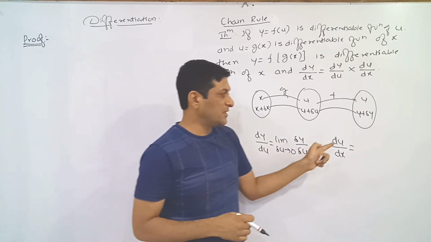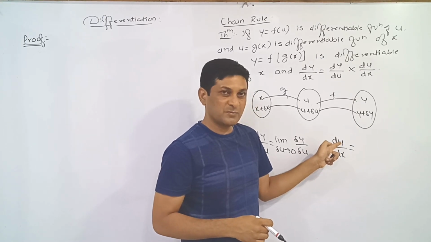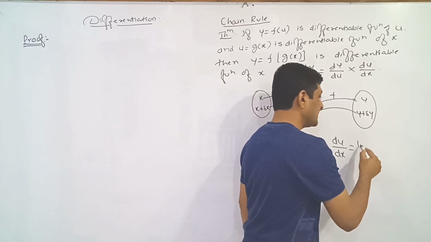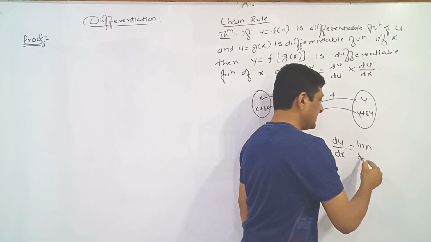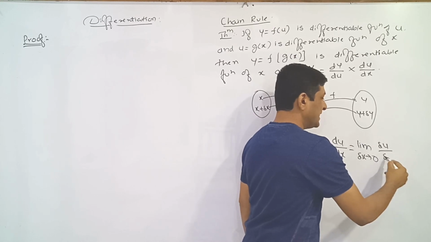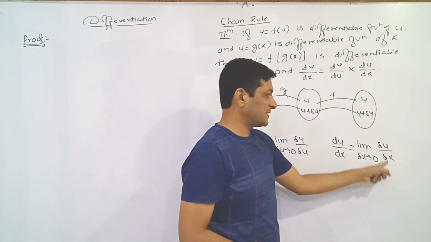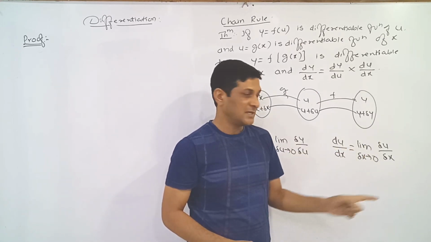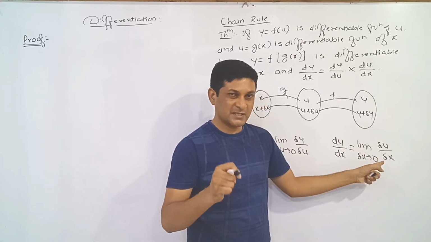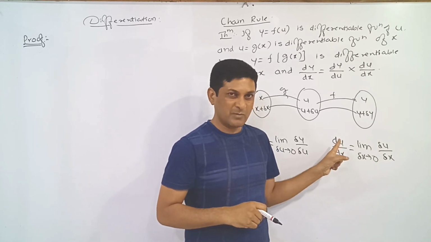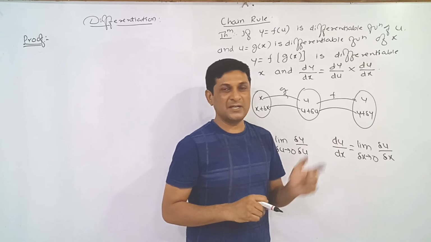In the same way, it is already given to us that u is a differentiable function of x. And we can say that u is a differentiable function of x when the limit, delta x tends to 0, delta u upon delta x exists. If this limit exists, we can say that u is a differentiable function of x, and symbolically it is denoted by this notation, du by dx.